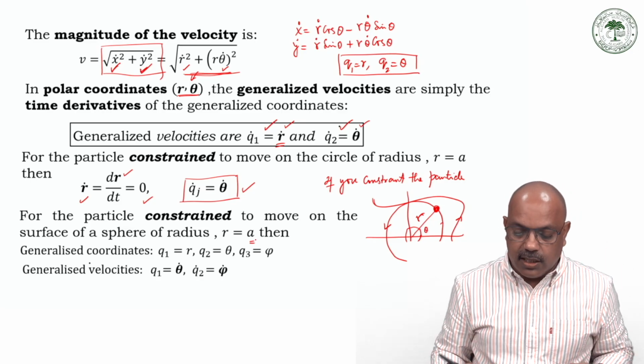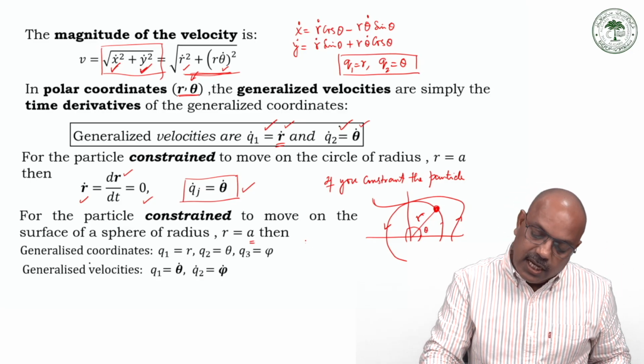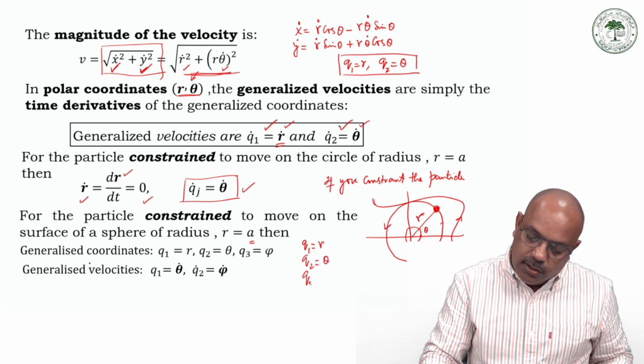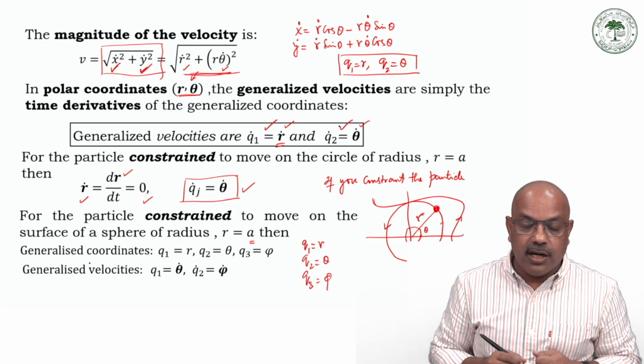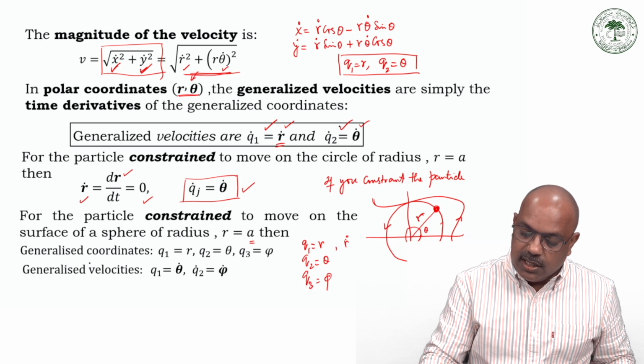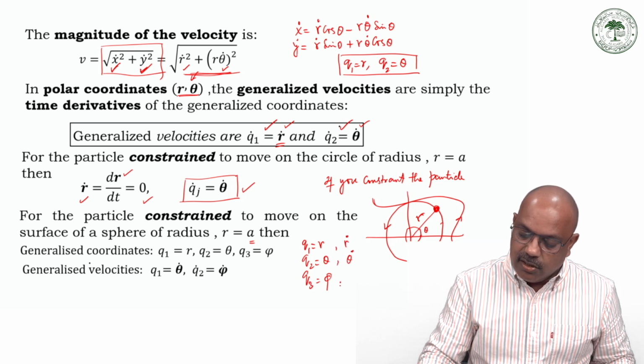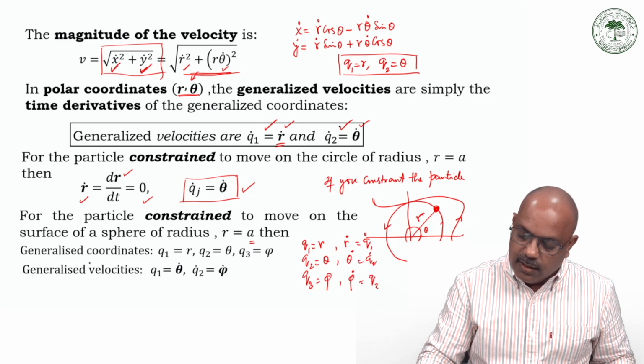If we talk about the sphere, in the sphere you have generalized coordinates q1 equal to r, q2 equal to theta, and q3 equal to phi. There are 3 generalized coordinates, and the corresponding generalized velocities are r dot, theta dot, and phi dot. These are q1 dot, q2 dot, and q3 dot.